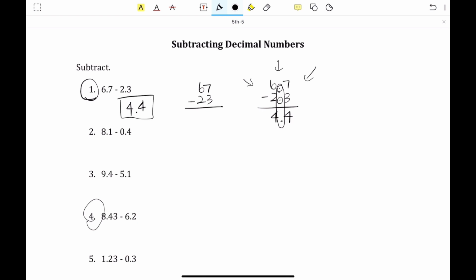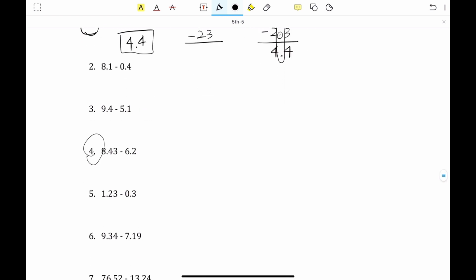Pretty simple. Now for number 4, 8.43 minus 6.2. As usual, your placement is always important. The correct placement is in this way, in which the number after 2 becomes a 0. Again, you cannot do 8 minus 3 minus 6.2 like this. Incorrect, you end up with a different answer that is not correct.